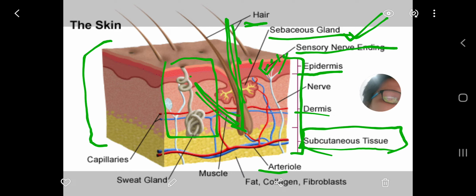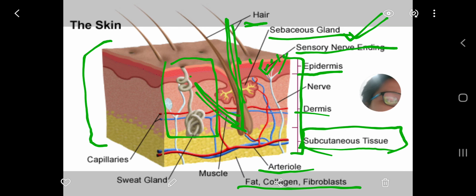What are arterioles? You have heard of arteries, right? The subdivisions of arteries are called arterioles, and the subdivisions of arterioles are called capillaries. Same with veins. The subdivisions of veins are called venules.